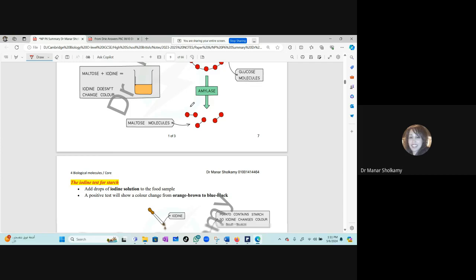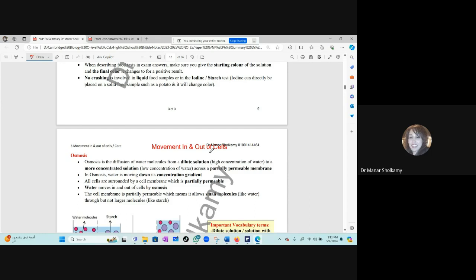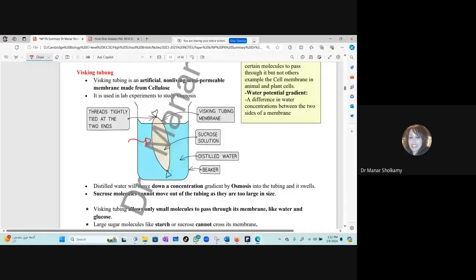Okay, now movement in and out of cells is a very common lesson in paper 6. Of course, they always get you the Visking tubing. I think you saw it. What is the Visking tubing in case you forgot? Who will remind me? What is the Visking tubing?